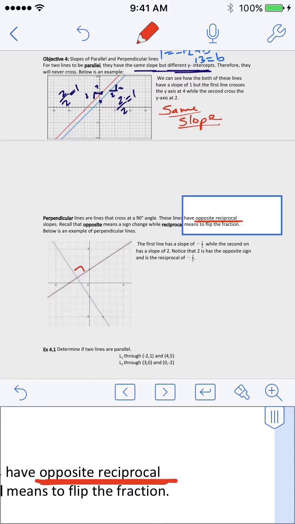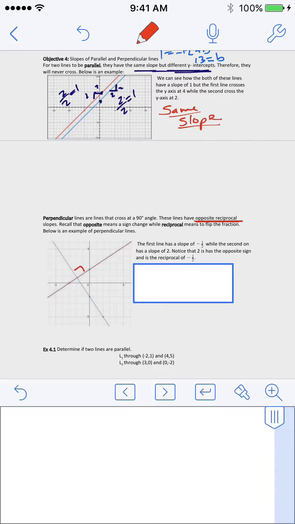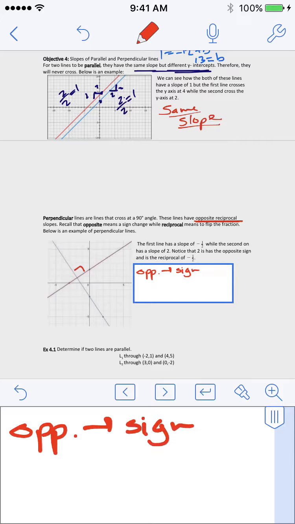Now let's break that down piece by piece. What exactly does that mean? What does opposite reciprocal mean? Well, opposite refers to the sign of a number. So the sign would be the positive or the negative, right? So if it's positive, the opposite sign would be negative. If it's negative, the opposite sign would be positive.